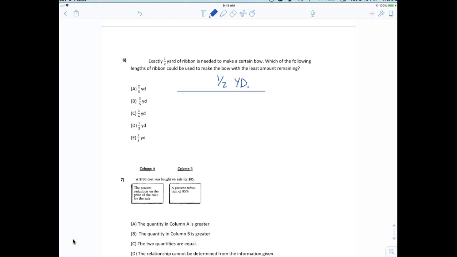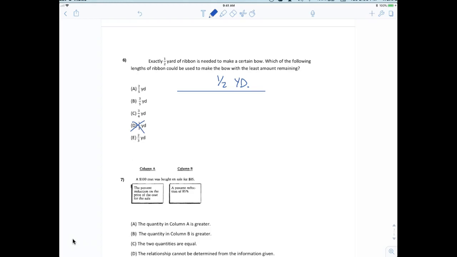You guys are not thinking right. Is 1/3 more or less than 1/2? Less. I'm fussing, but you can live when someone's yelling at you. Think it through. If something takes a 1/2 yard, can you go to the cabinet and get a 1/3 of a yard and expect to make your bow? No. So it can't be D right off the bat.